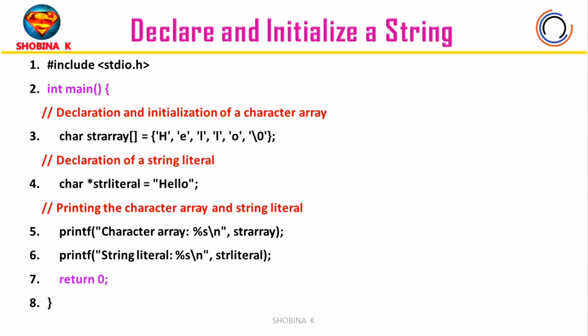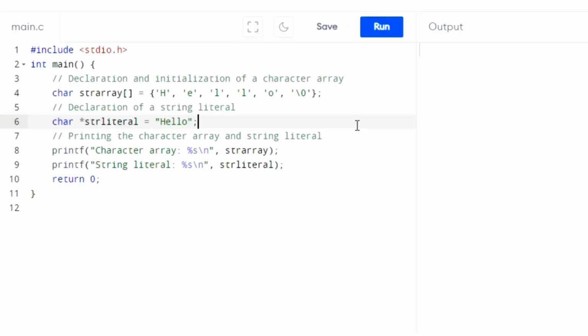In C programming, string literals are stored as an array of characters and their memory address can be assigned to a pointer. In lines 5 and 6, we use the printf function to print the content of str array and str literal. %s is the format specifier for strings in printf. Str array and str literal are printed as strings, resulting in the output hello for both. And at last we have the return statement. This statement ends the main function and returns 0 to indicate the successful execution of the program.